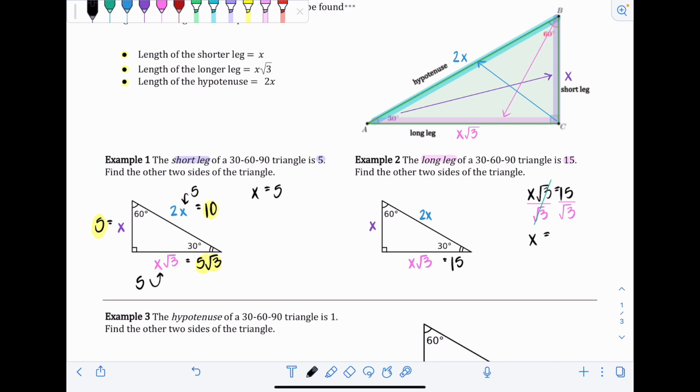And then we can't divide 15 by the square root of 3 because the 15 is not in a radical, but we have to do something called rationalize the denominator. That means to get rid of the radical in the denominator because we're not supposed to have them there. To do that, you have to multiply numerator and denominator by that radical that's down there. So since we have a square root of 3, we're going to multiply numerator and denominator by root 3.